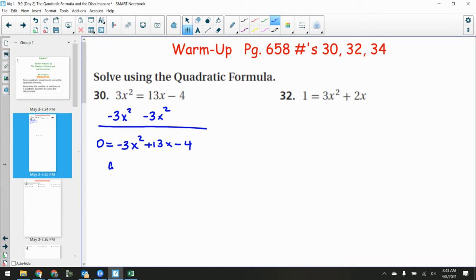Okay, so A is -3, B is 13, C is -4. Now remember, every time we do one of these problems, you have to write out the quadratic formula. X equals the opposite of B plus or minus the square root of B squared minus 4AC.